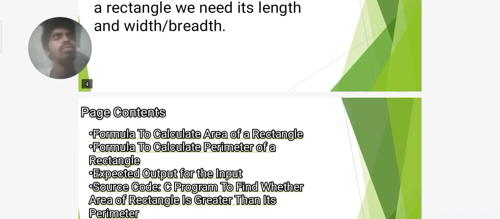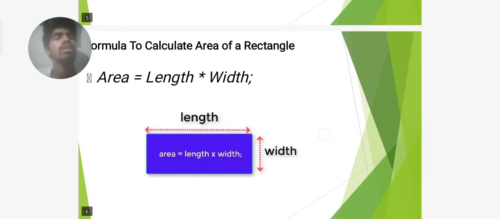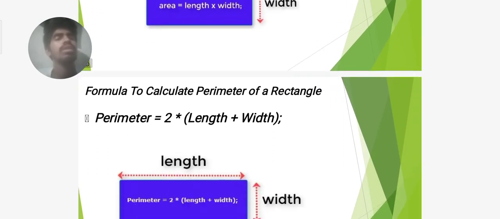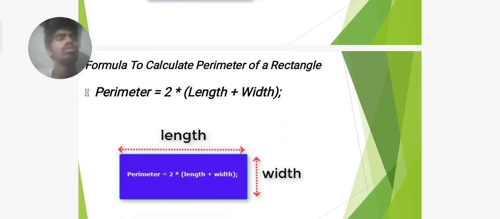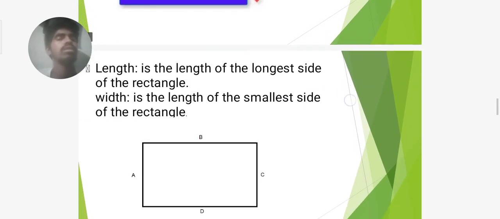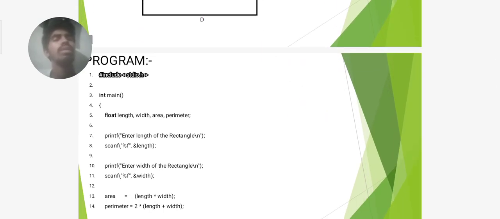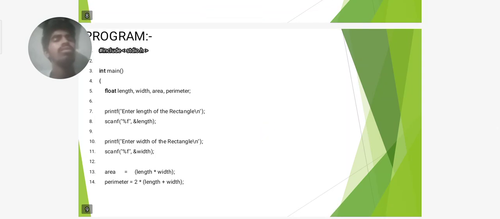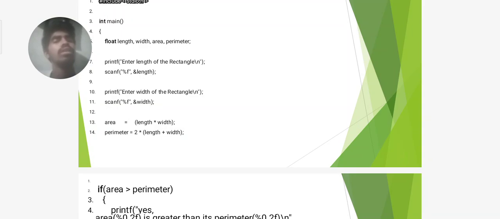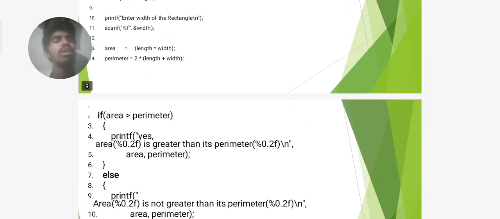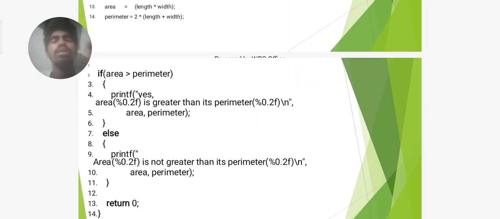We have applied two formulas. One is L into B, that is the area of a rectangle, and another is the perimeter of a rectangle. Sorry, not a triangle, rectangle. Perimeter is 2 into (L plus B), that is, L plus W also we can conclude. So mainly in the program we have seen, in main, float length. We are giving the length and width, the formulas for area and perimeter, and the if else condition. If our condition is area is greater than perimeter, it prints, and if area is not greater, it also prints, and finally it gives return 0.